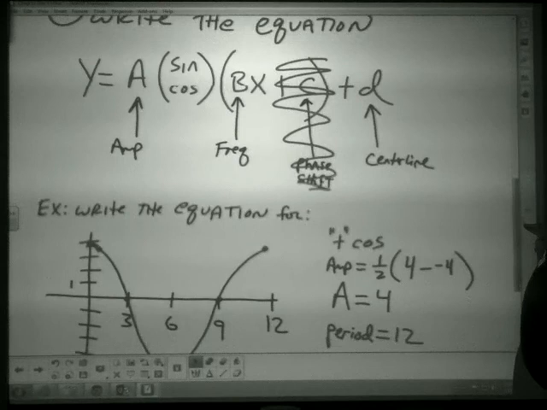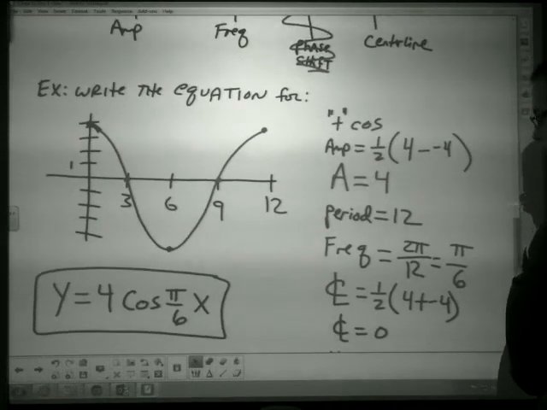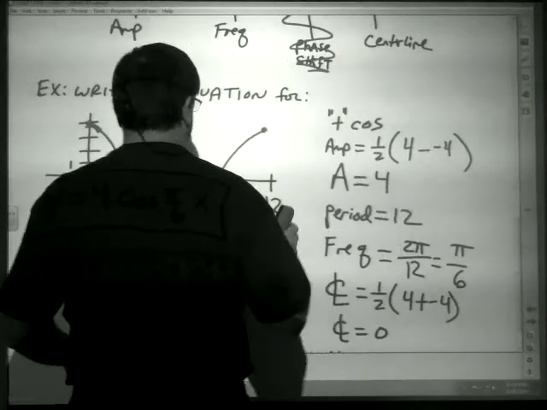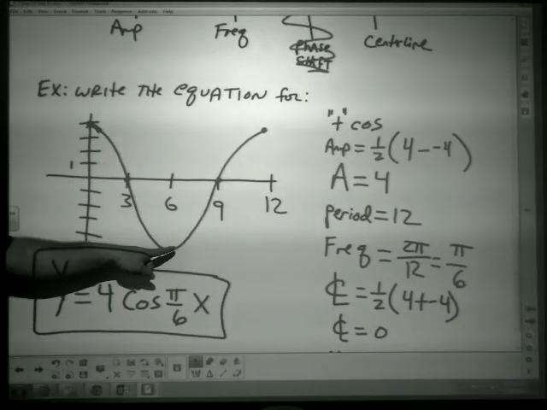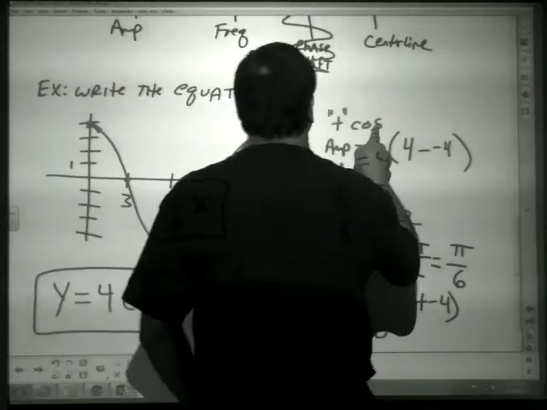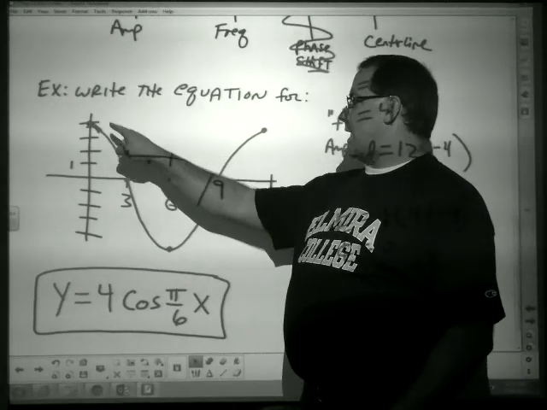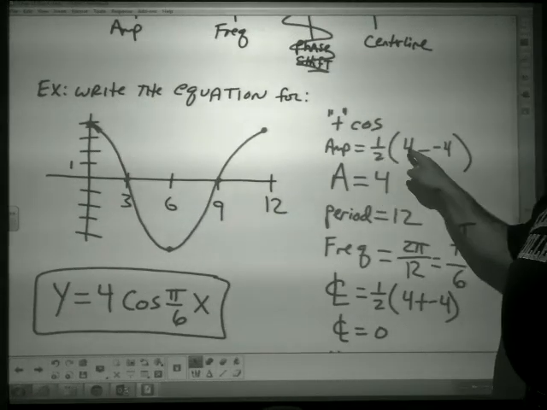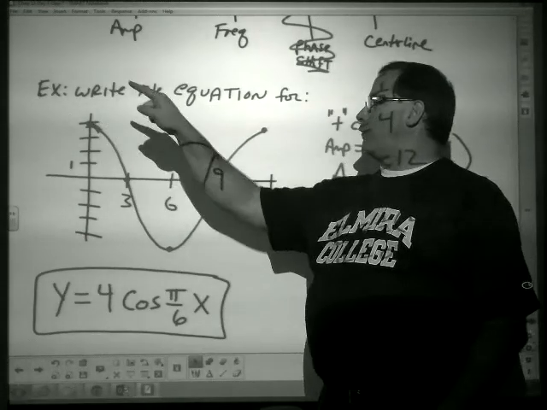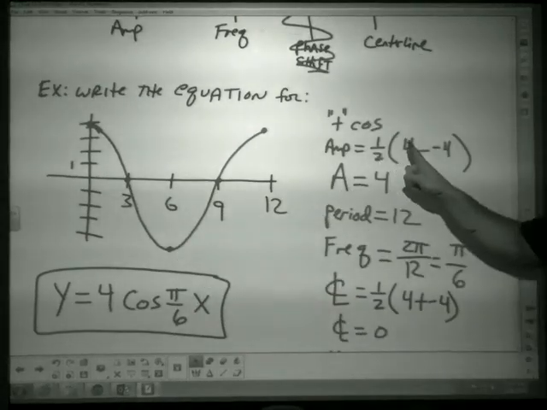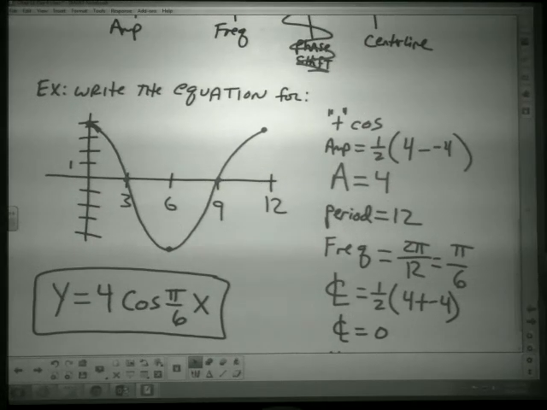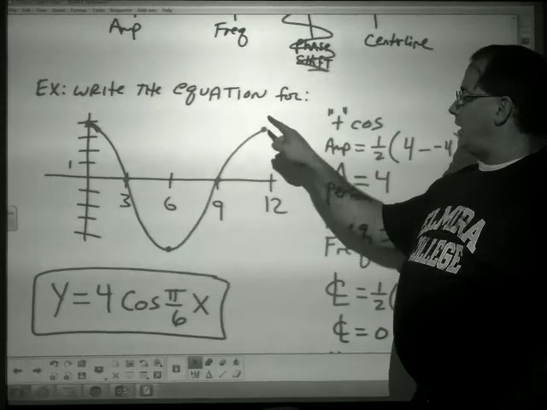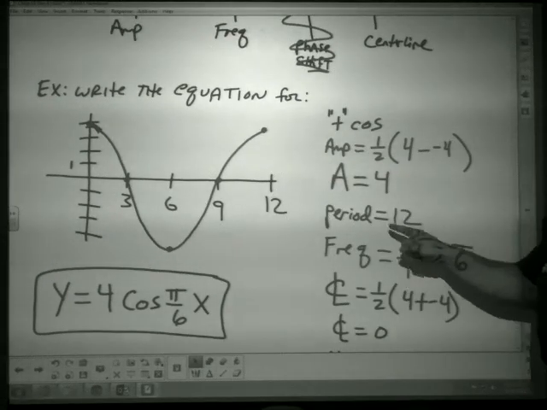So watch. Let's write the equation for the following. So here's the graph. We notice it is a positive cosine graph because it starts at a max. Positive cos graph. Amplitude is 1/2 max minus min. The max is 4, the min is -4. Amplitude would be 1/2 of 4 minus -4. The period, peak to peak, took me 12, so the period is 12.